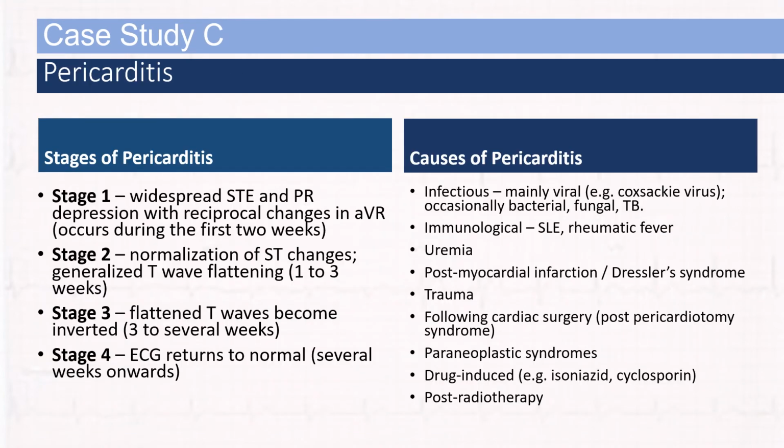So pericarditis is broken up into 4 stages based on the length of time the person has been experiencing pericarditis. Generally, stage 1 occurs during the first 2 weeks and includes widespread ST elevation and PR depression with reciprocal changes in aVR. Stage 2 occurs during 1 to 3 weeks and includes normalization of ST changes, generalized T-wave flattening. Stage 3 occurs 3 to several weeks on, includes flattening of the T waves, and they become inverted. And stage 4 includes EKG returning to normal, which is several weeks onward from onset of symptoms or diagnosis.